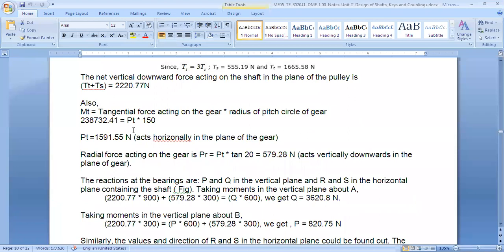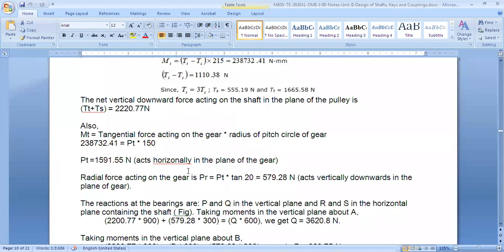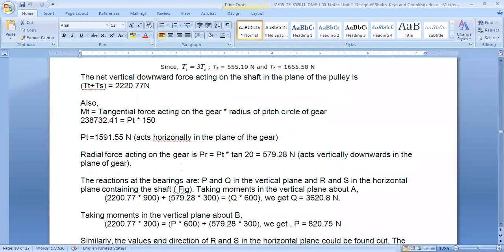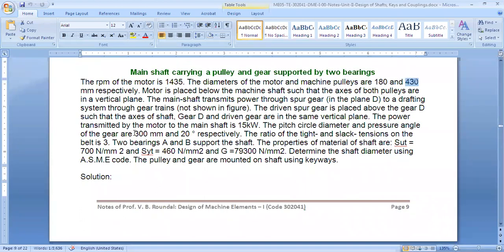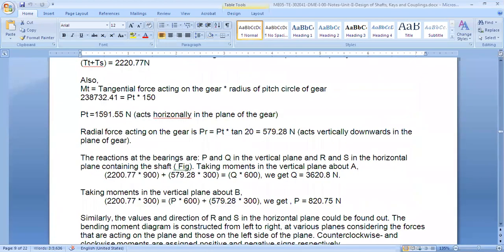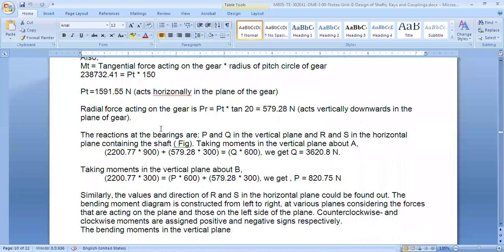Now again the torque is the same, right? Whatever the torque is, we got 238,732. The torque is the force into the radius of the spur gear. The diameter of the gear is given as 300, so the radius will be 150. To find the horizontal force acting on the teeth of the gear, the normal force is basically the torque divided by the radius of the PCD. From that we will get the normal force acting on the teeth, or that will be the horizontal force, right? Now once we know the horizontal force, we can find the radial force.